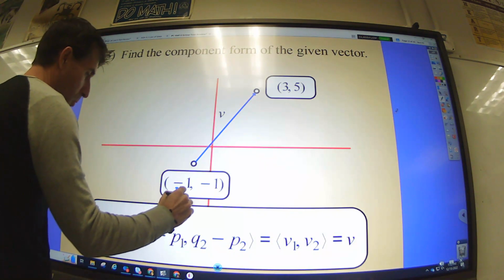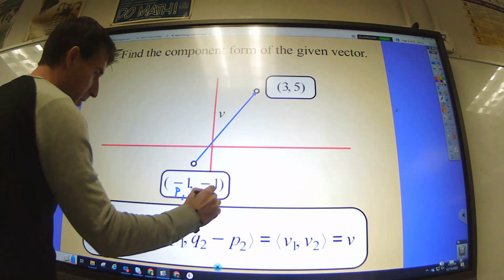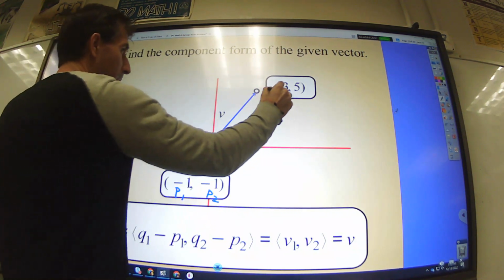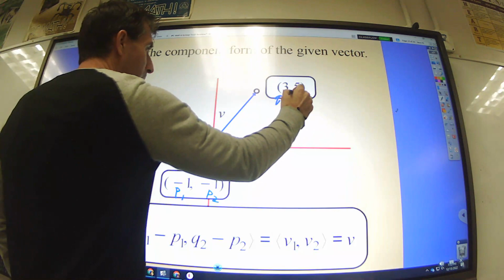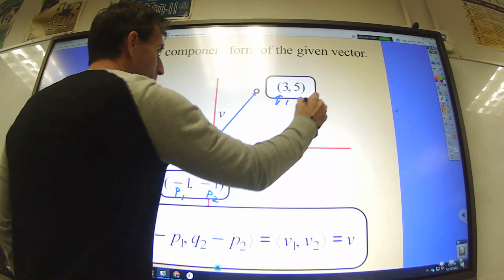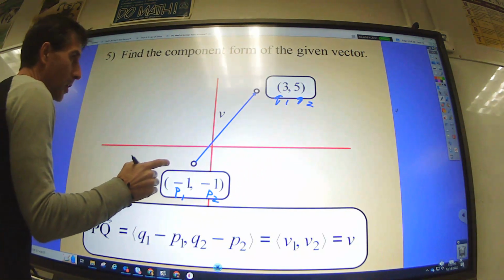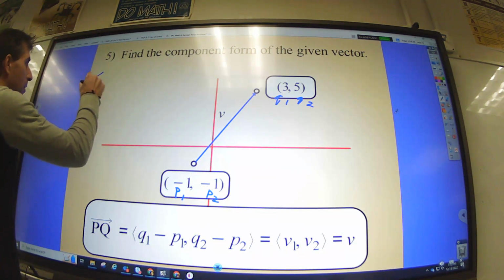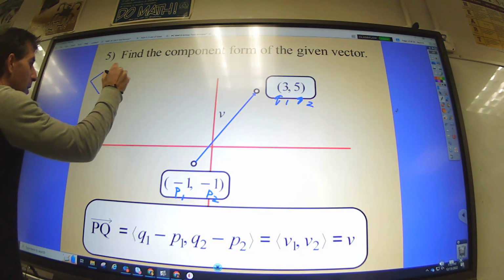5 square root 41, 5 square root 41, 5 square root 41.